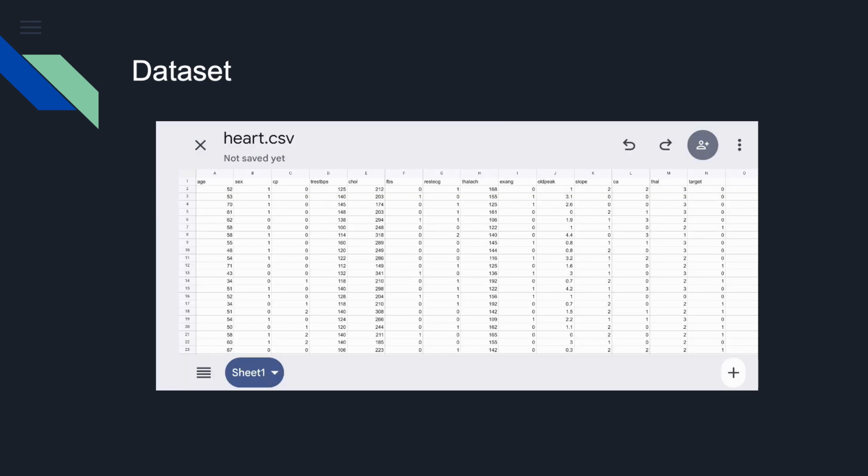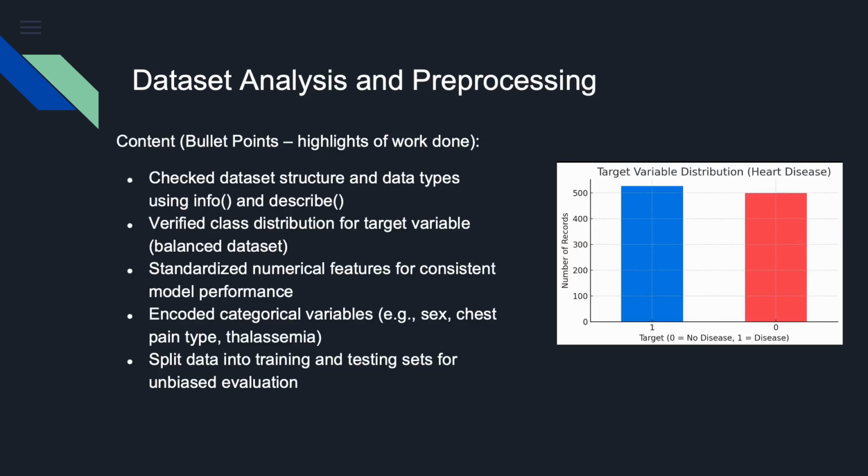This is a preview of our dataset. Each row represents a patient record with clinical and demographic features. For example, sex is encoded as 0 for female and 1 for male. The CP column refers to chest pain type with values from 0 to 3, and FBS indicates fasting blood sugar, where 1 means above 120 mg per dl. The last column, target, is our outcome variable, where 1 represents the presence of heart disease and 0 means no heart disease.